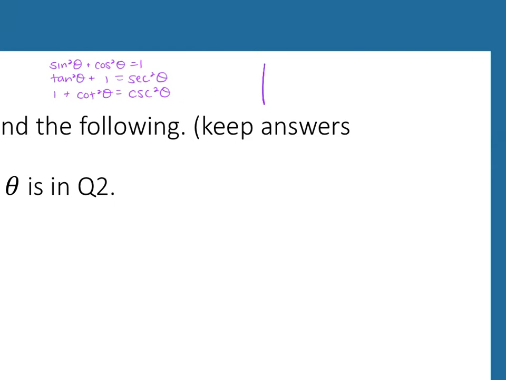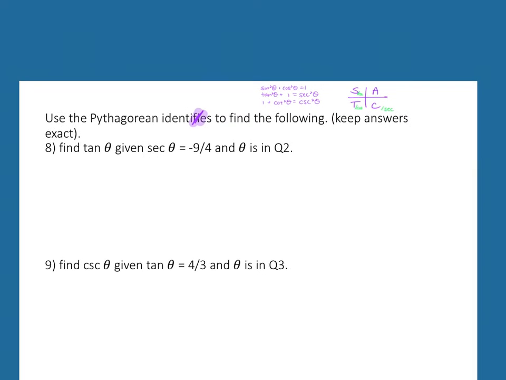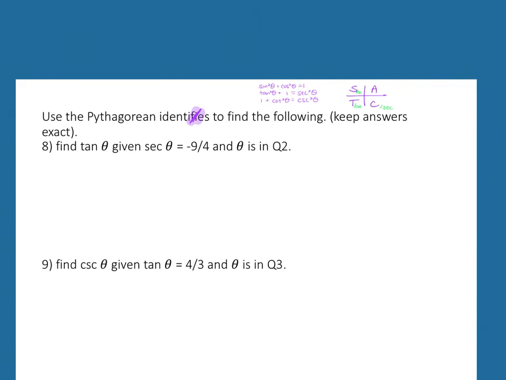And you also need your quadrants. Remember, all students take calculus. With the sine comes the cosecant, with the tangent comes the cotangent, and with the cosine comes the secant. Those represent the ones that are positive in those quadrants. So when you see something like number 8 where it says it's in quadrant 2, I would know that the sine and the cosecant are positive in quadrant 2, but everything else would be negative, and that tells me what to pick on my sign.